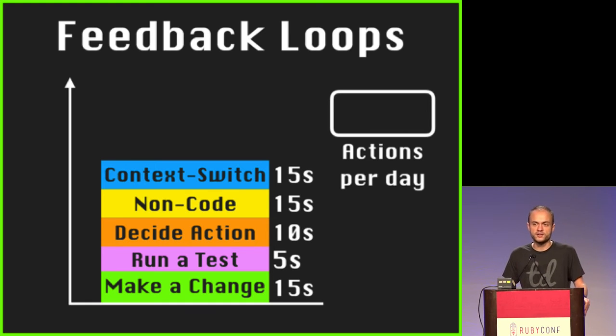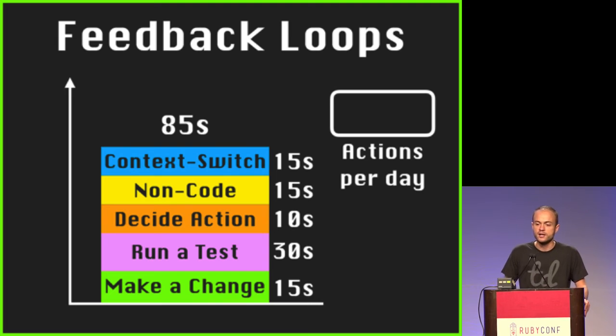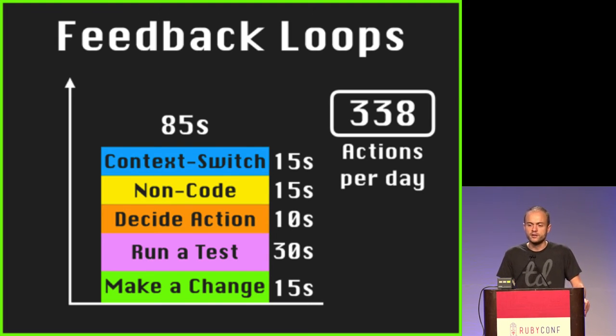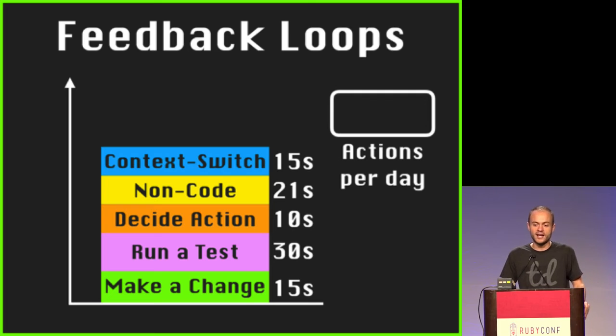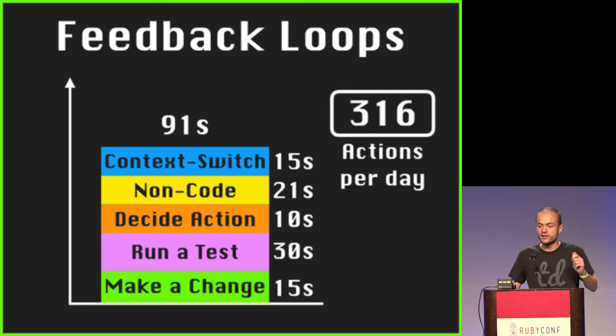But pretend we've been very successful. We have a lot of tests, and running a single test takes us now about 30 seconds. Now we're looking at an 85-second loop, so just 338 actions a day, almost cut by a third. But that non-code time, that's 2 hours fixed. That doesn't care how fast your tests are. So that has to get bumped up too. So now we're looking at a slightly slower loop.